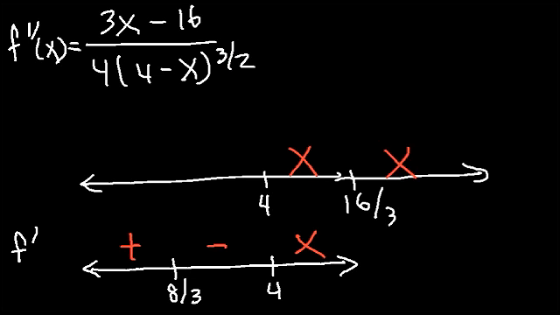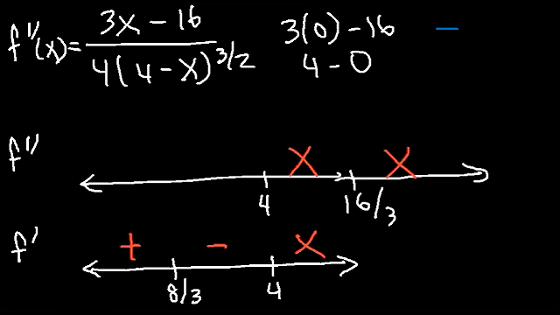Now what about when x is less than 4? Let's try 0. 3 times 0 minus 16 is negative 16, which is a negative number. And 4 minus 0 is positive. A negative divided by a positive number is a negative result.